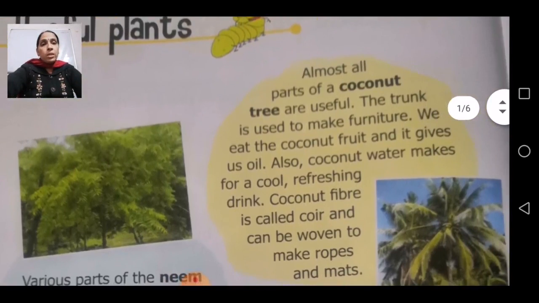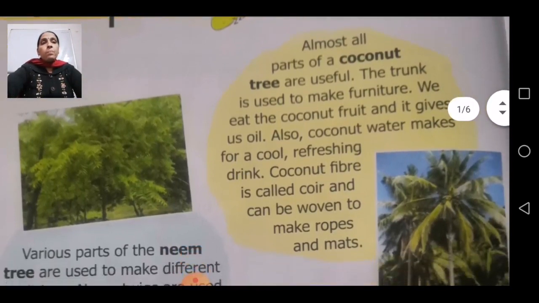coconut tree. Now, hopefully, you might not have seen the coconut tree, but nowadays in northern India also, in the northern area also, plenty of coconut we are getting here. So almost all parts of a coconut tree are useful. Each part of a coconut tree is useful. Now, what are the different parts of the coconut tree?